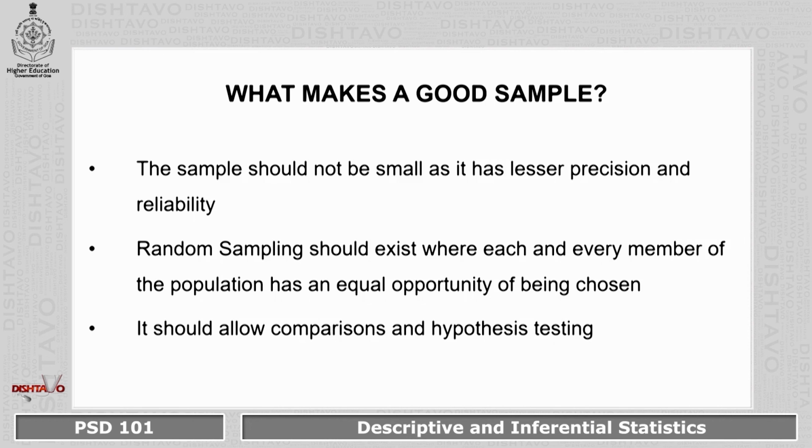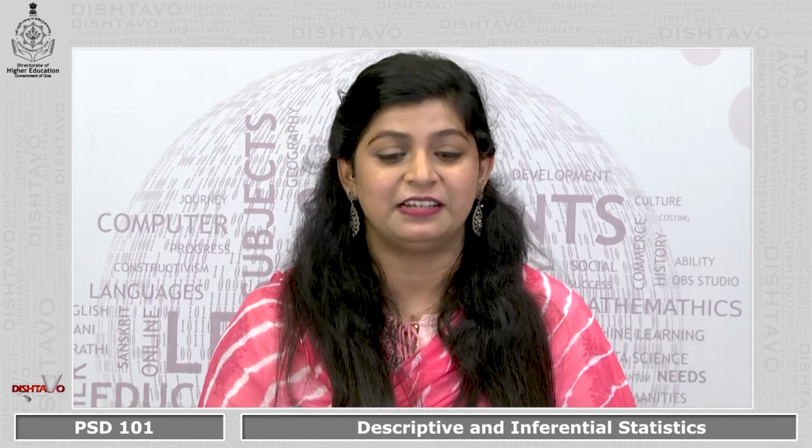Finally, what makes a good sample? A sample should not be too small because it has lesser precision and also reliability. A random sample should be taken where each and every person has an equal chance of being chosen. Finally, it should allow comparisons and hypothesis testing. When all these criteria exist, you can say that you have a good sample.